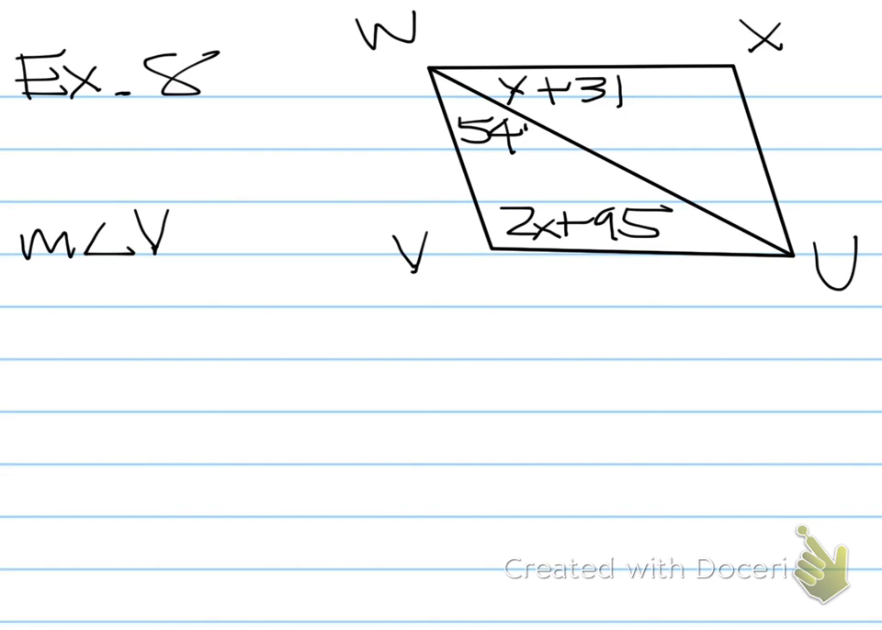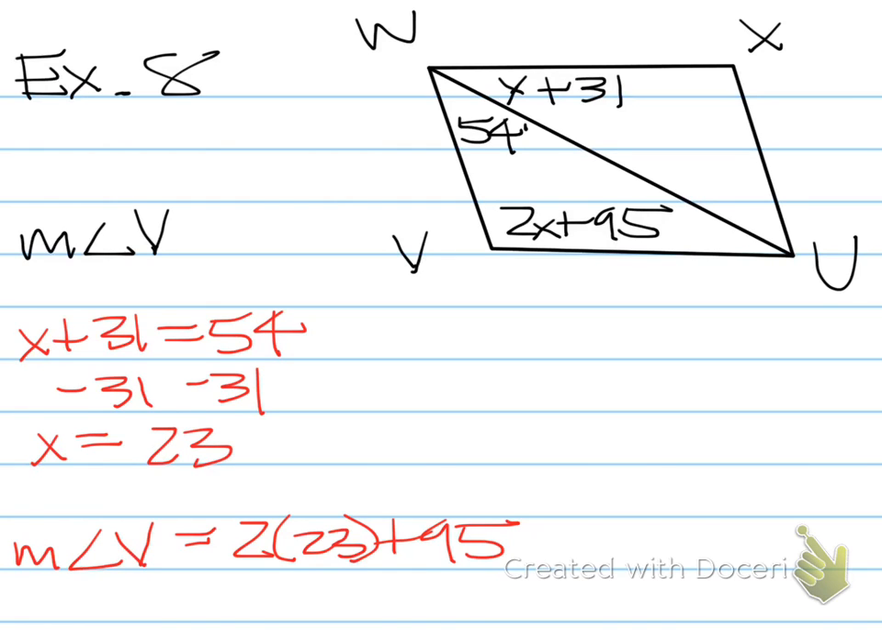Here we want to find the measure of angle V. So we're going to add 54 and X plus 31, add that to 2X plus 95, and set that equal to 180. Alright, so for X we get 23. The measure of angle V is going to be 2 times 23 plus 95, which is 141.